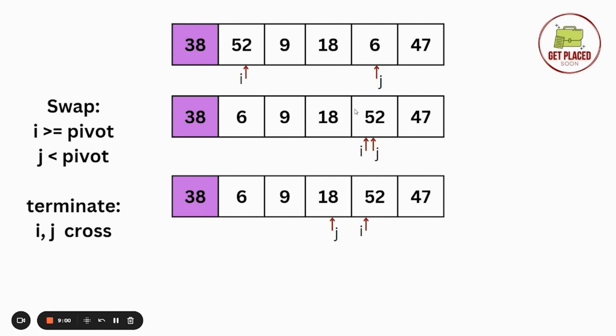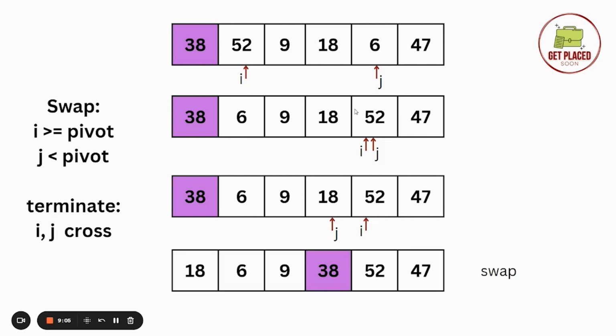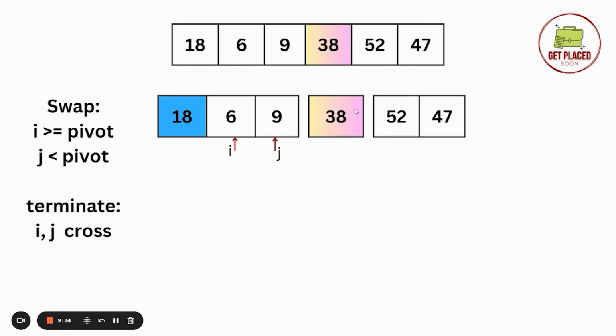Now what are we supposed to do? We are supposed to swap the first element with the jth pointer. So the 38 swap is done. Now 38 is fixed. You can understand that all the elements to the left side of 38 are less than 38 and all the elements to the right side of 38 are above 38. Now 38's position is fixed. Now you can see we have a left subarray and a right subarray. Let's do quicksort for the left subarray and right subarray separately.